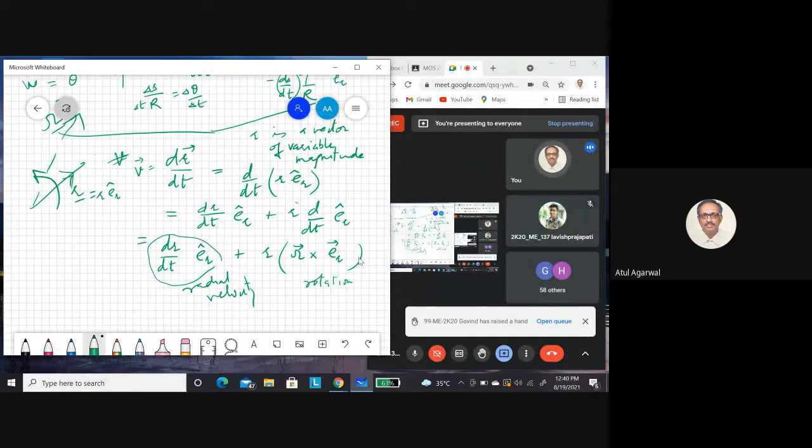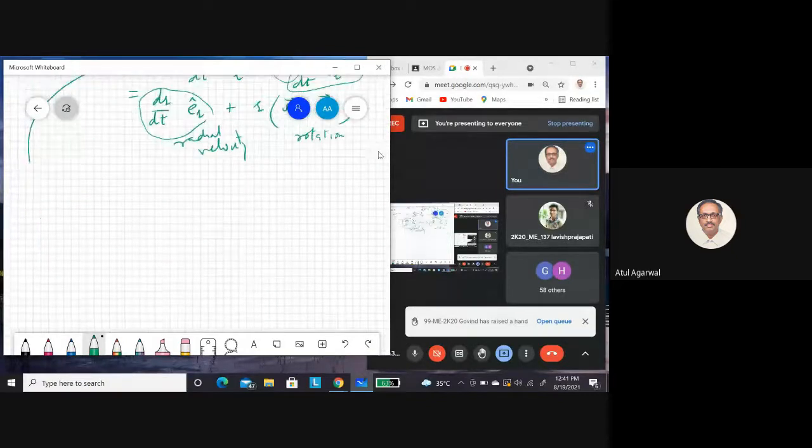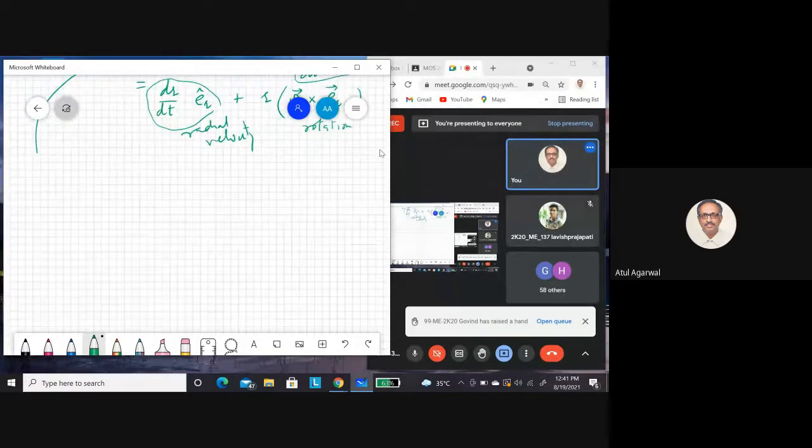Look, I have not touched this. I am just dealing with this. It's a constant magnitude vector. I split it into two. Now something is going like this. Okay, let's do it differently. So you have a trajectory.